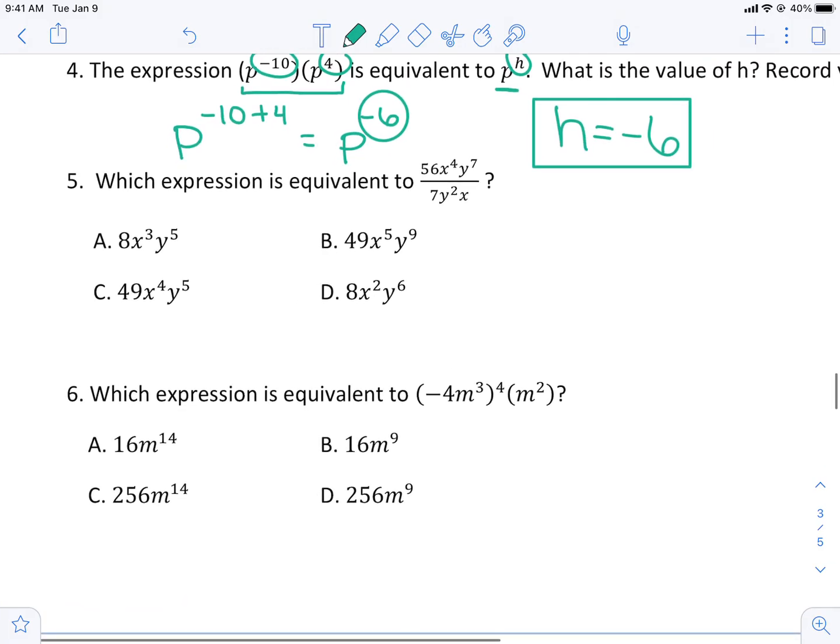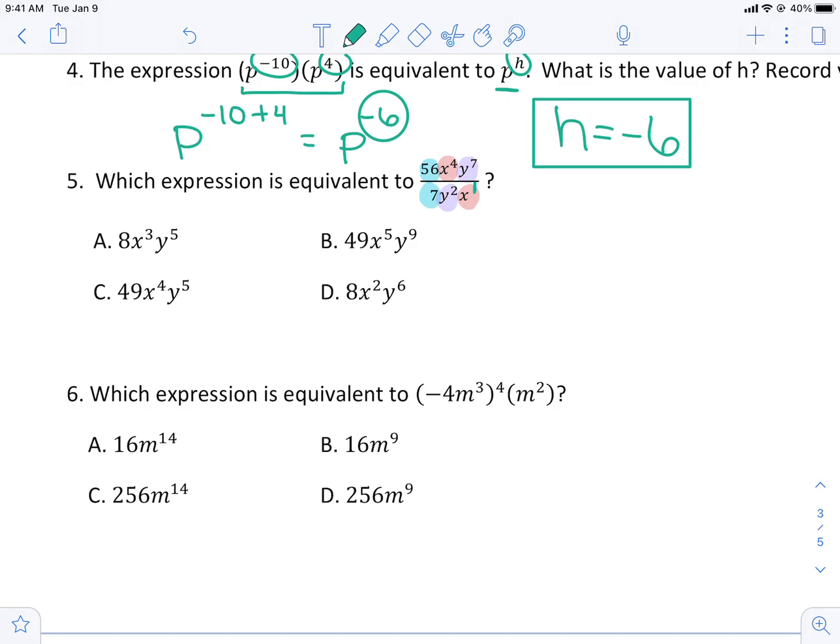Okay, looking at question number 5, which expression is equivalent to 56x to the 4th, y to the 7th, divided by 7y squared x? So what I'm going to do is highlight each constant the same color, the x variable is the same color, and the y variable is the same color, so I can see the different terms that I have. So I have 56 and 7. Those are my constants. I have x to the 4th and x to the 1st. Go ahead and write that in. And then my y variables, I have y to the 7th and y squared.